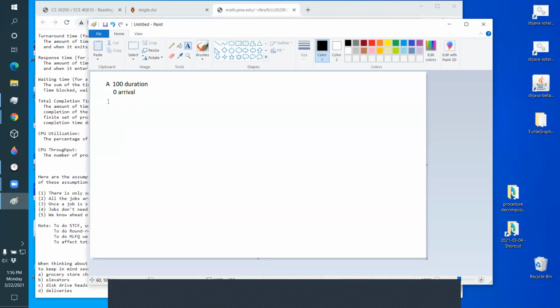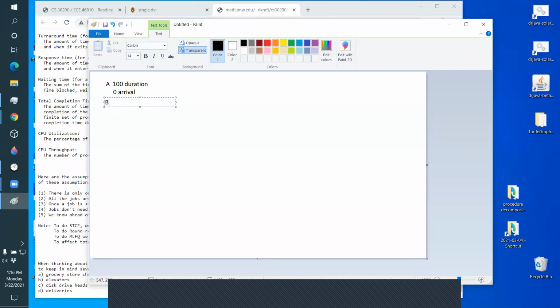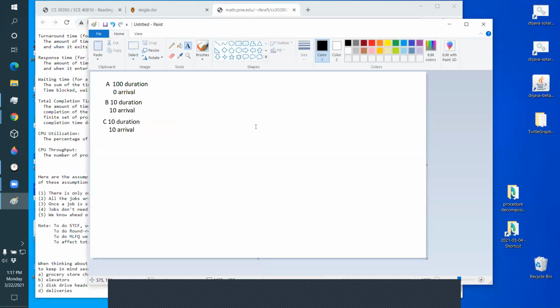Okay, and then job B will have a duration of 10 and an arrival time of, say, 10, and we'll have a job C, which has a duration of 10 and an arrival time, say, of 10. Okay. Now, how are we going to schedule these?